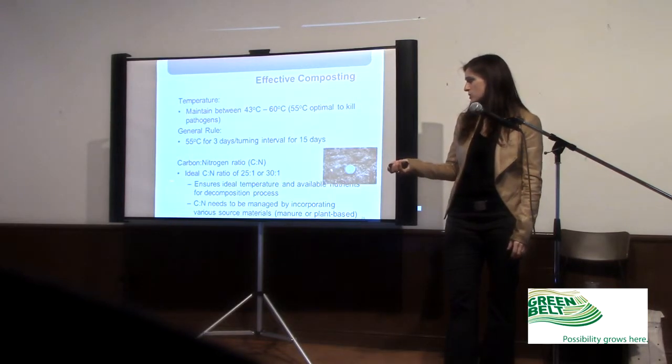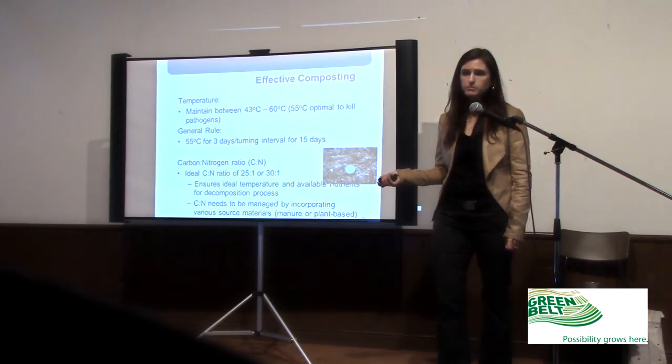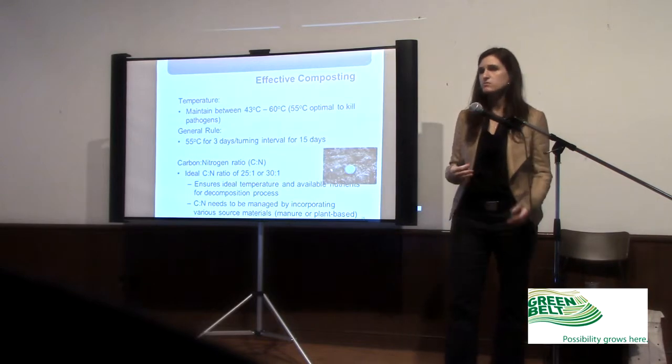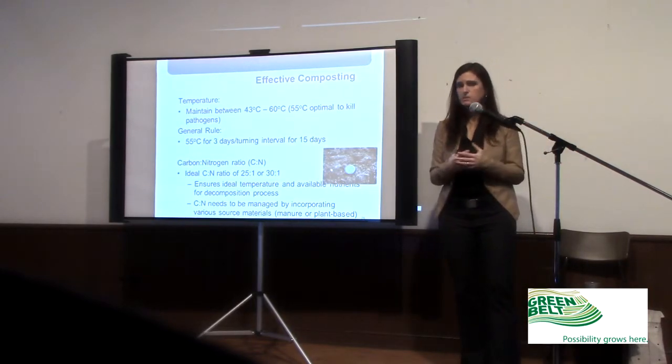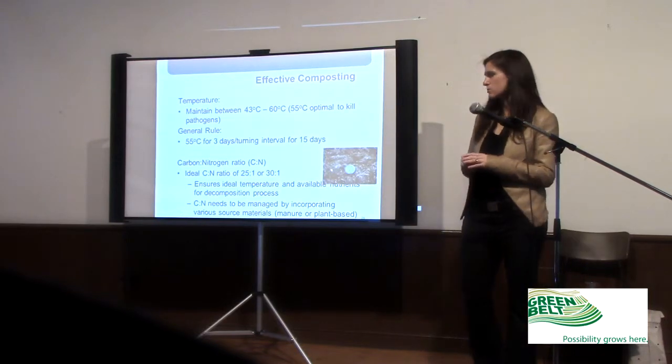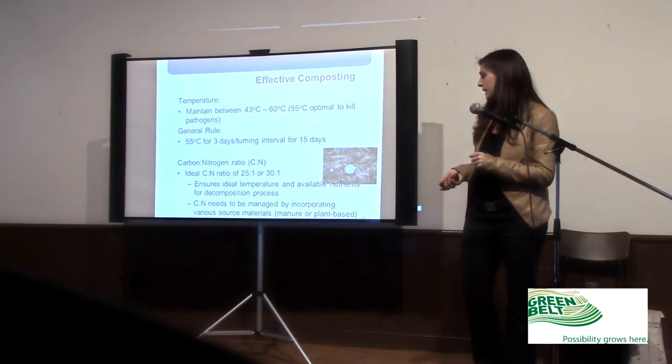Ideally for the carbon ratio, you want 25 to 1 or 30 to 1, and this can be achieved by adding different types of manures or different types of organic material, and I'll show that on a reference slide here shortly.